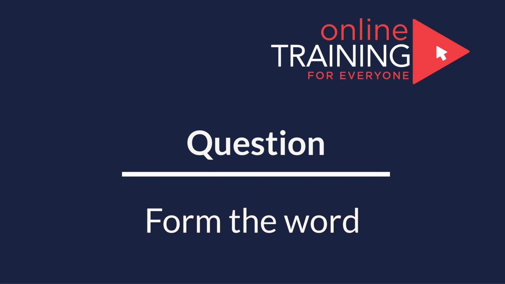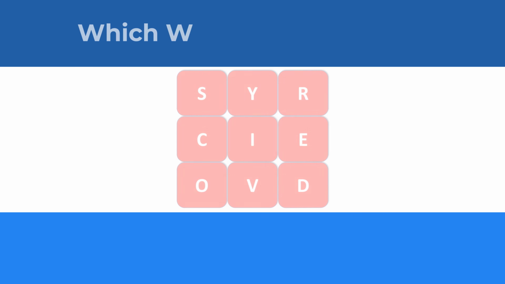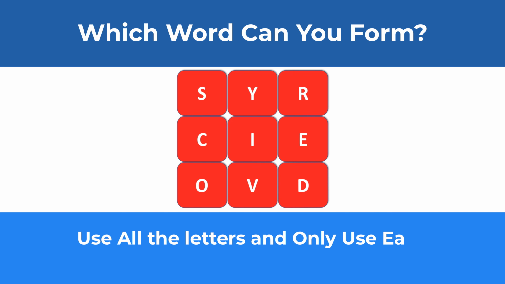Let's look at the interesting question where you need to form the word. And you need to use all the letters and only use each letter once. You're presented with 9 letters. Those 9 letters are S, Y, R, C, I, and you need to form the word using all the letters.